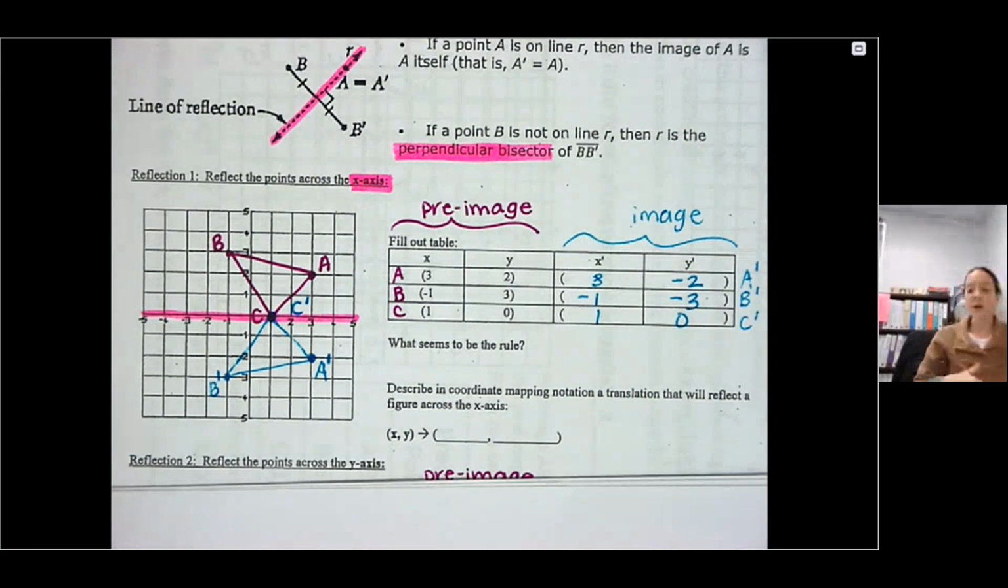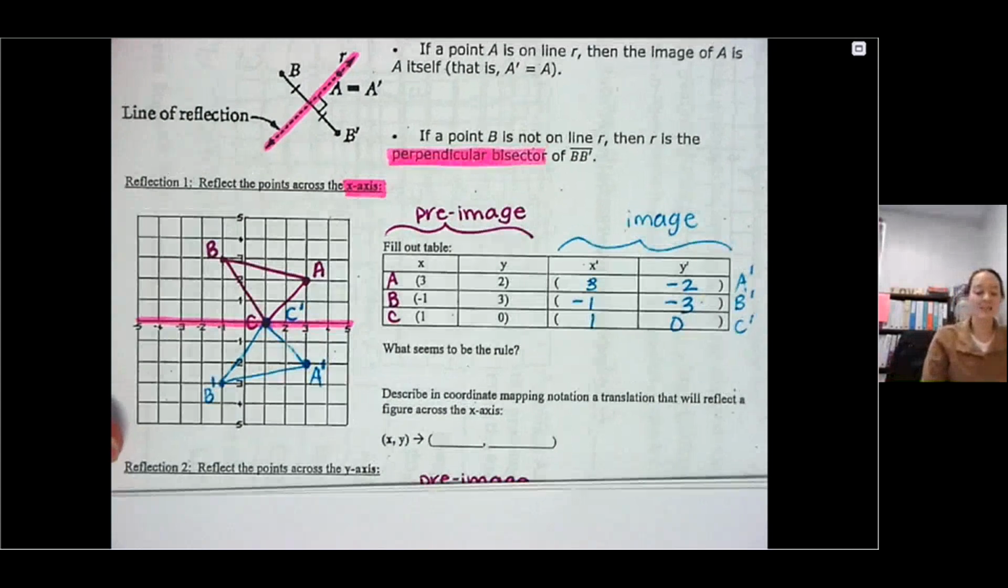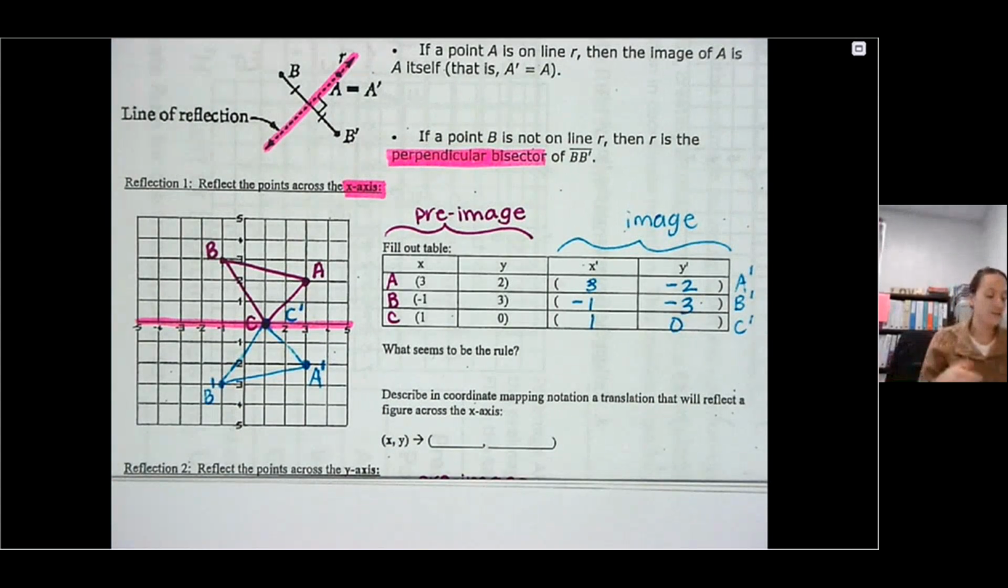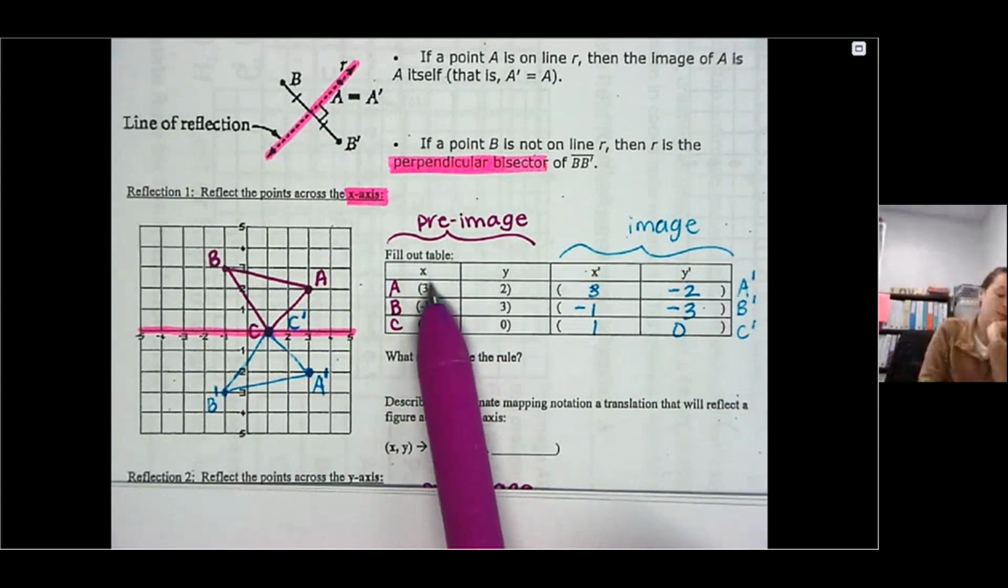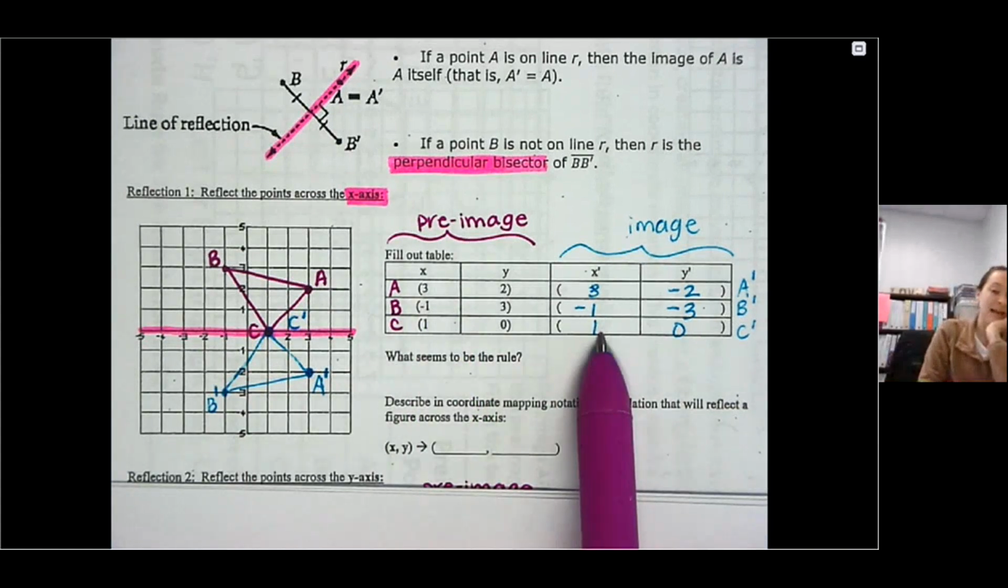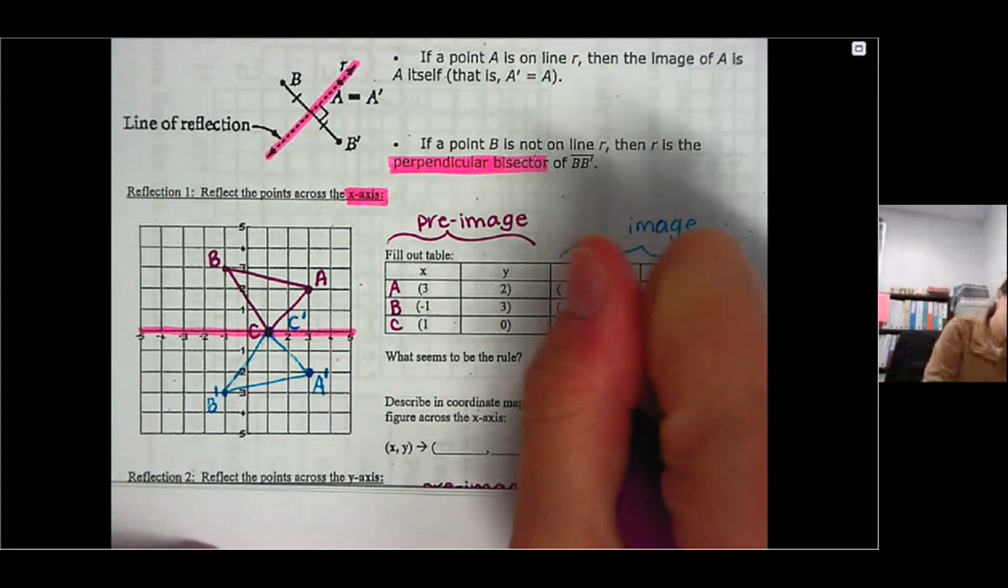As we're moving from the pre-image to the image, all we're doing is looking at the X and Y values and seeing how those X and Y values changed. If you look here, my X's, 3, -1, 1, stayed exactly the same, 3, -1, 1. They did not change. So my X's stay the same.